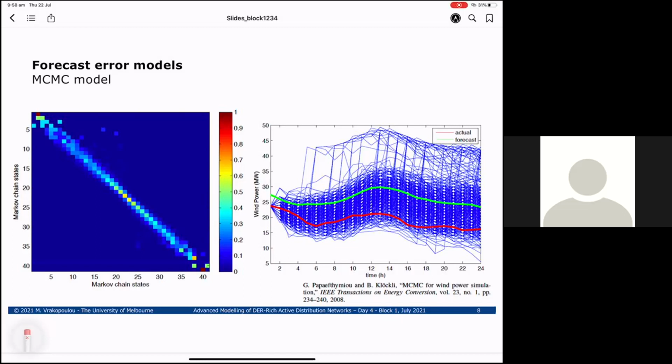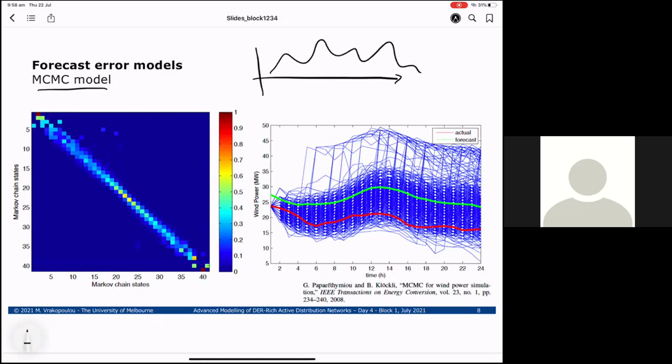I promised I will show you a little bit of what the MCMC model is. I'm not going into the details here, but it's quite easy to understand through the pictures what it is. So I'll just make some notes here that, for example, we might have a trajectory over here, historical data.